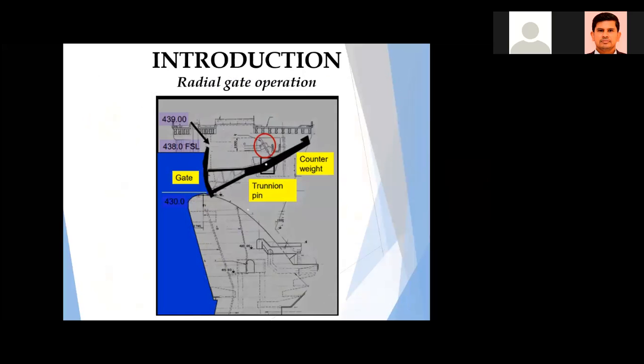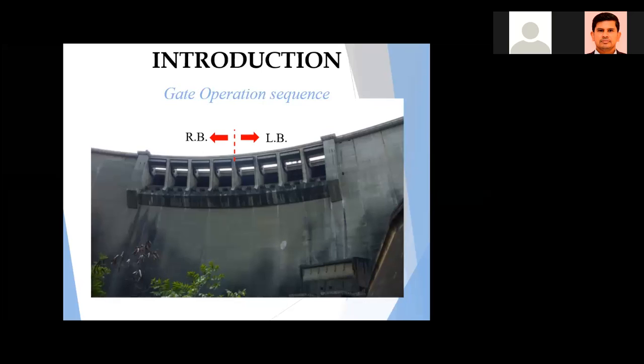Radial gate operation. The dam consists of 8 radial gates. Actually, we don't need any power to open the gates when the water level is at full supply level. With that arrangement, we can open the gates without power because of the weight of the counterweight arrangement. Then I will show you briefly the gate operation sequence. When we consider the center line of the dam, we can take a right bank and a left bank. Right bank, we have 4 gates. Left bank, we have 4 gates.